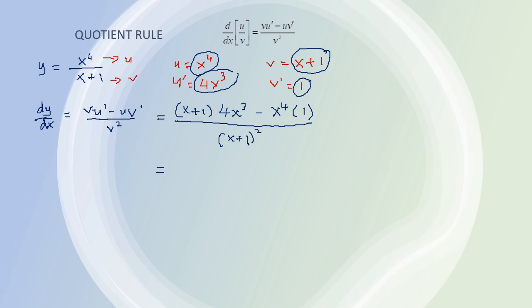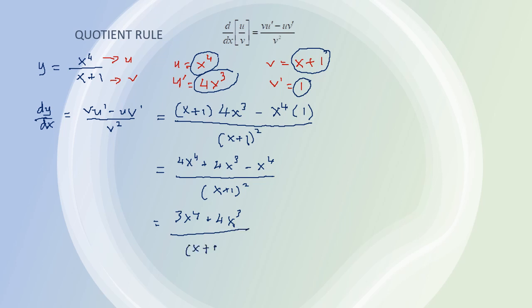Then simplify our answer. We can expand x multiplied by 4x cubed. We have 4x to the power of 4 plus 4x to the power of 3 minus x to the power of 4, divided by x plus 1 squared. So we can simplify: x to the power of 4 minus x to the power of 4 is 3x to the power of 4 plus 4x to the power of 3, over x plus 1 squared.